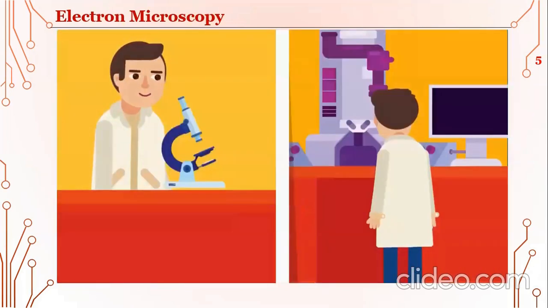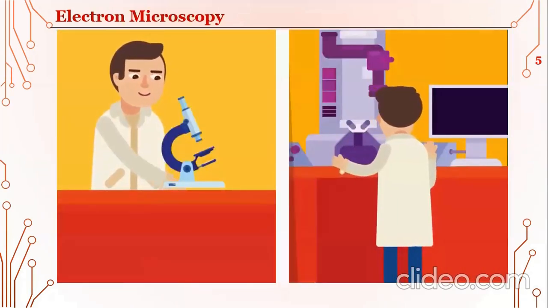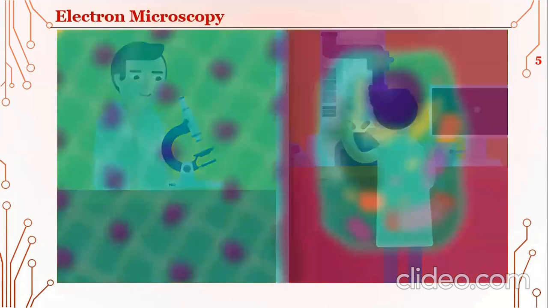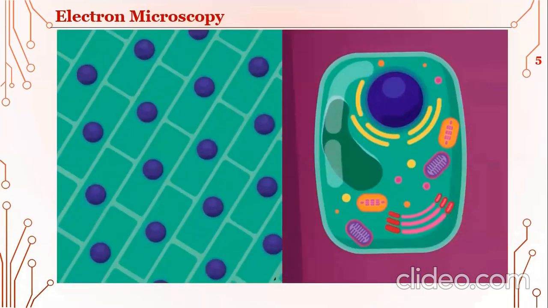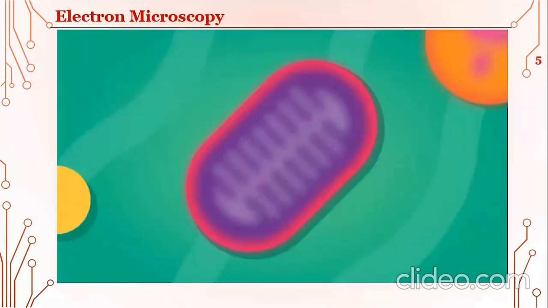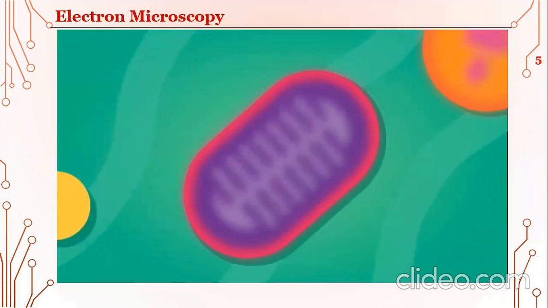The light microscopes were doing great, but no matter how much their designs improved, there was an extent to which the light microscopes could not show. Anything smaller than 200 nm could not be seen.